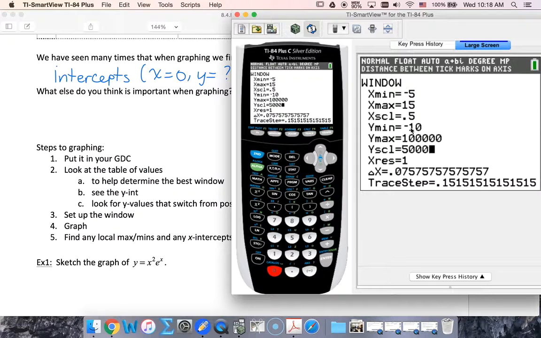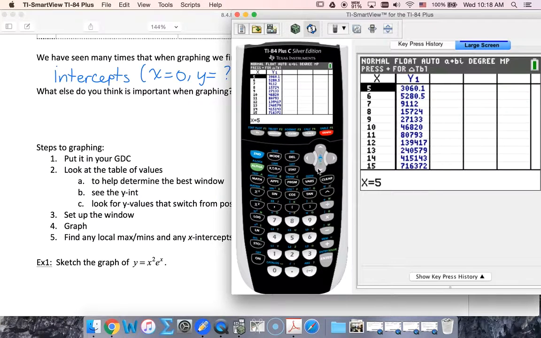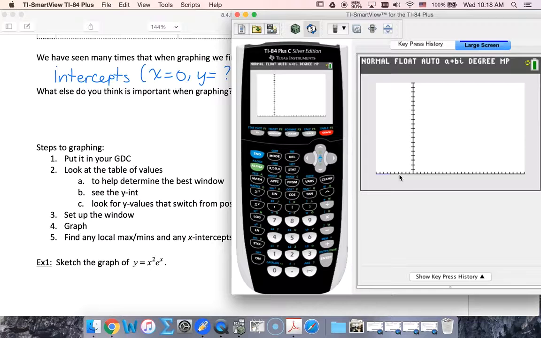So the more that we think about our scale, the easier it is to see on our calculator. Oops, graph. So if I had left this at 1, trying to go all the way up to 100,000, I wouldn't have been able to see anything because I would have had so many lines here. But this scale was really nice for me, so now I can see my graph. Local max mins, x-intercepts. So again, we had no x-intercept, but we did have a y-intercept that was 200, and I have no local maxes or mins on this graph.